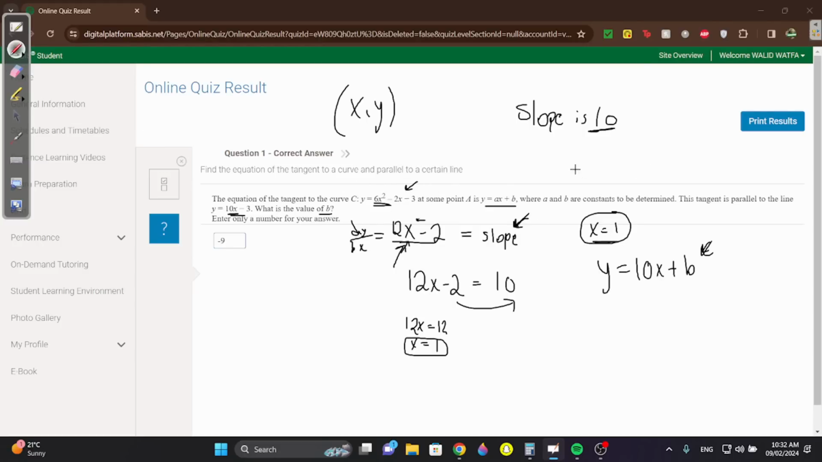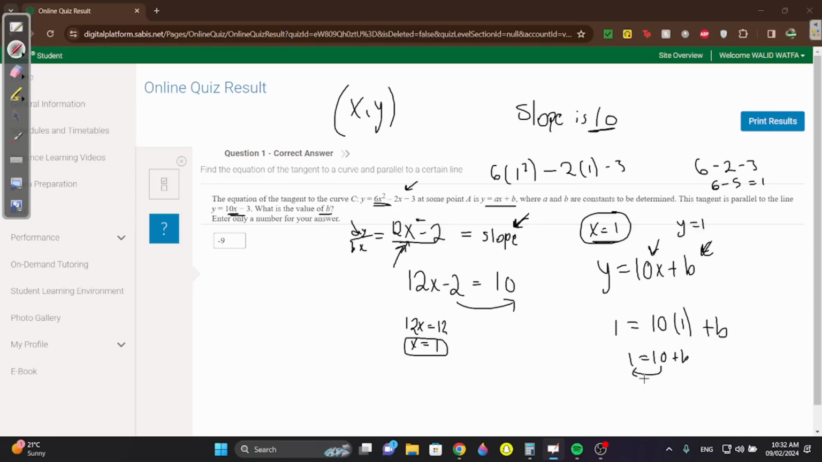You plug in x equals 1, so it will be 6 times 1 squared minus 2 times 1 minus 3. You'll get 6 minus 2 minus 3, which is 6 minus 5, which is 1. So your y is 1. So now, over here, let's substitute. y is 1 equals 10 times x, which is 1, because x is 1, plus b. You'll get 1 equals 10 plus b.